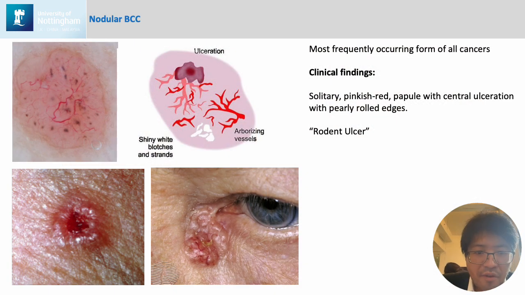So let's start with basal cell carcinoma. Basal cell carcinoma is the most common type of skin cancer, full stop. And the most classical clinical sign is the shiny pearly sheen with central ulcerations and arborizing telangiectasia, or tree-like blood vessels. And these tree-like blood vessels are the most specific sign for nodular basal cell carcinoma.